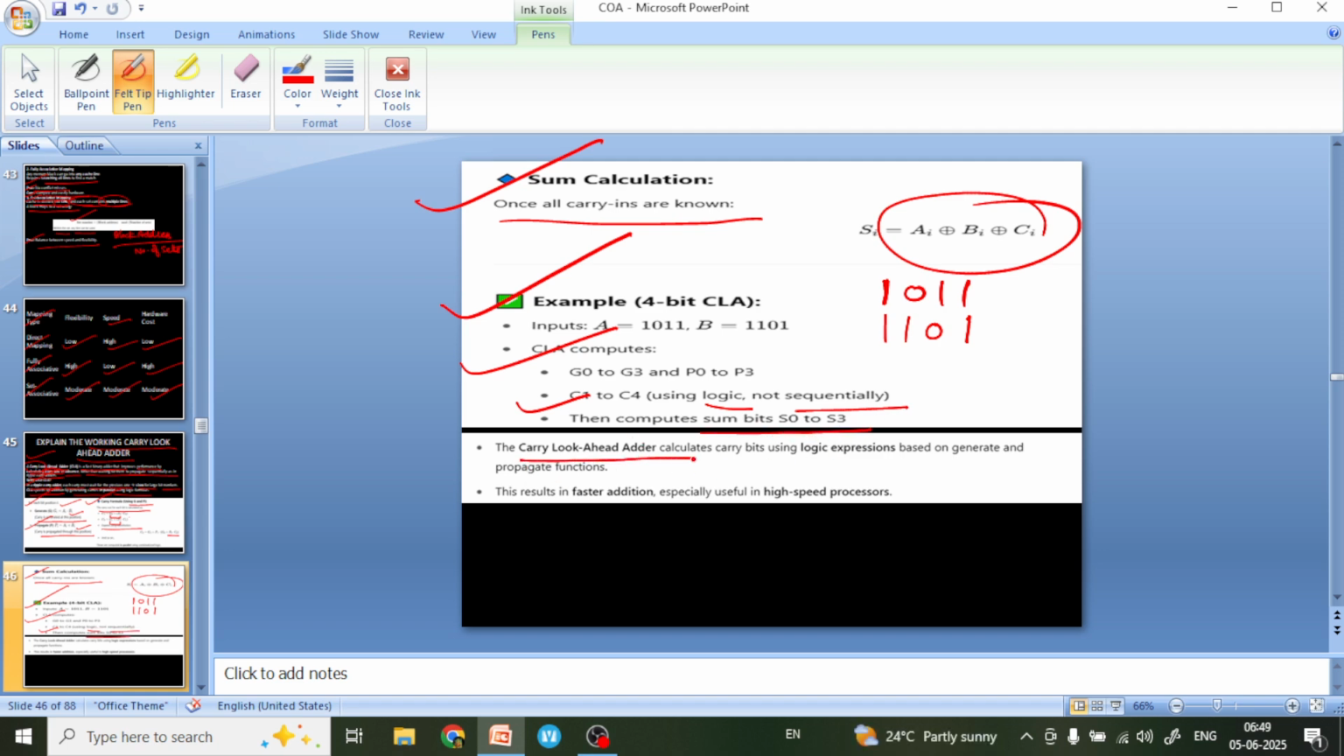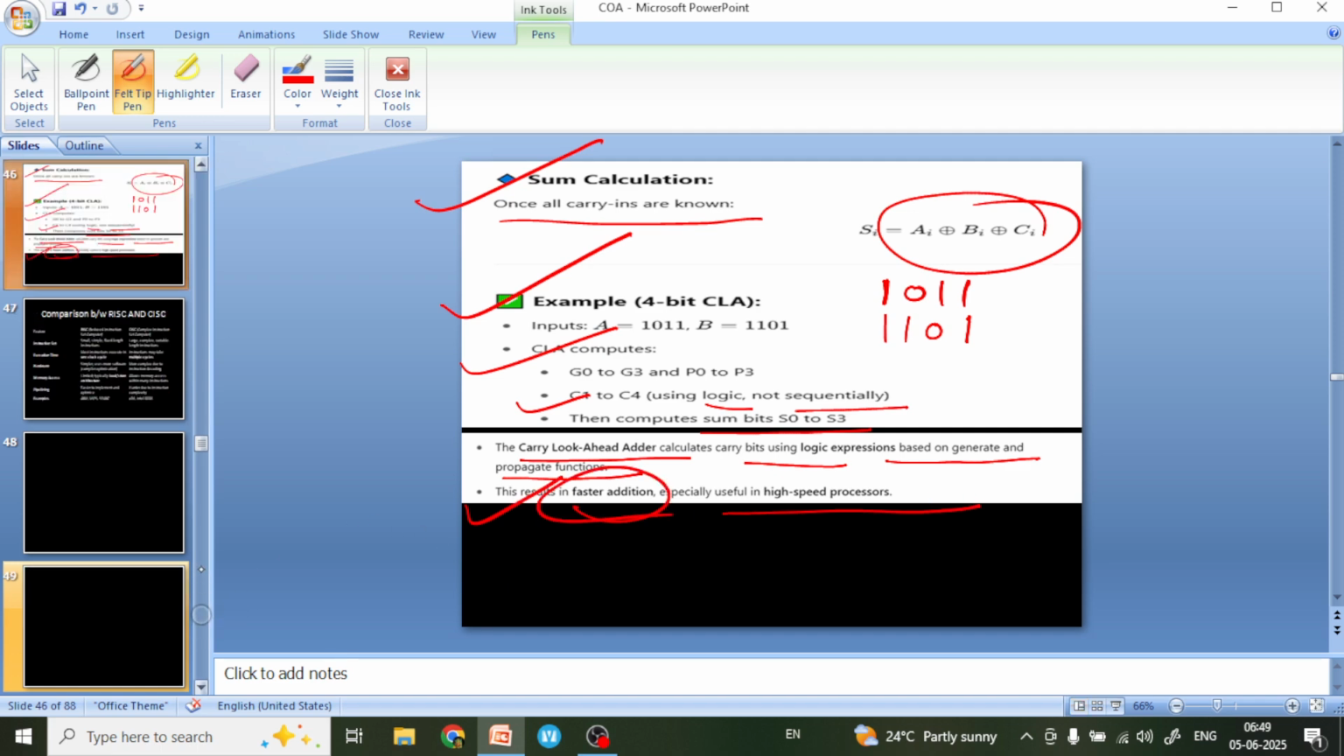The carry look ahead adder calculates carry bits using logical expressions based on the generate and propagate functions, and it results in faster addition, especially useful in high speed processors.